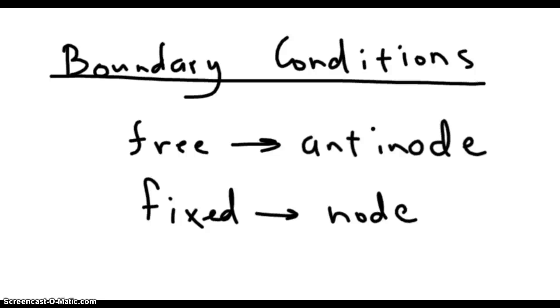Welcome to this video. This is a video about boundary conditions on standing waves. The goal is for you to understand by the end that any free end of a medium is a location where you must have an antinode, and any fixed end on a medium is a location where you must have a node in order for standing waves to form in the medium.